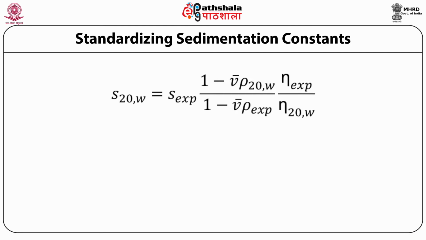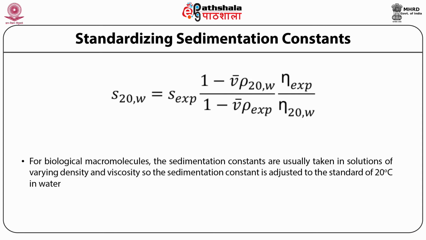It is given as the equation you can see here, and for biological macromolecules, the sedimentation constants are usually taken in solutions of varying density and viscosity. So the sedimentation constant is adjusted to the standard 20 degrees Celsius in water, and that's why the S20,w, the standardized sedimentation coefficient, is taken for consideration for the calculation of the biophysical properties of the molecules.